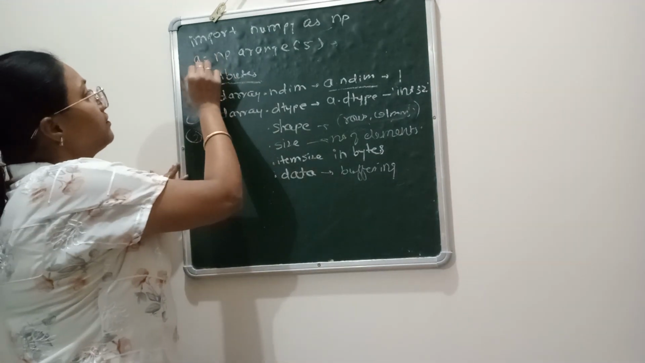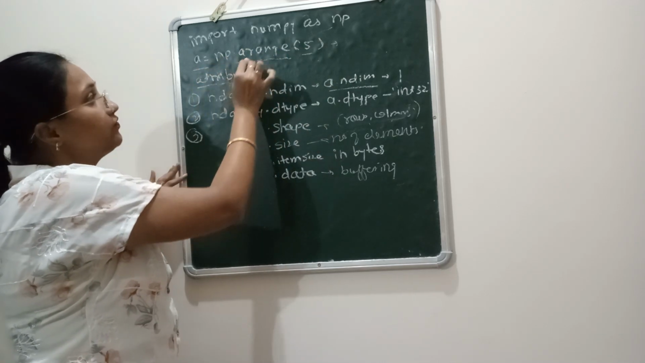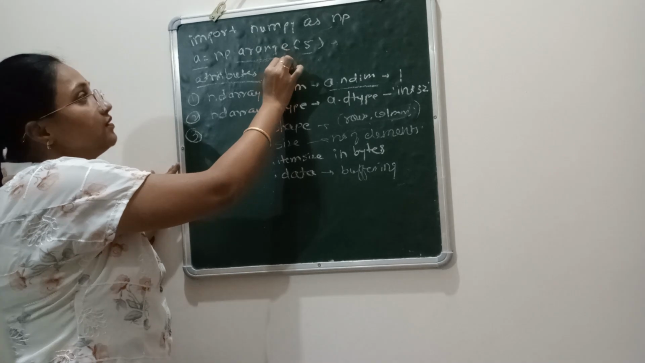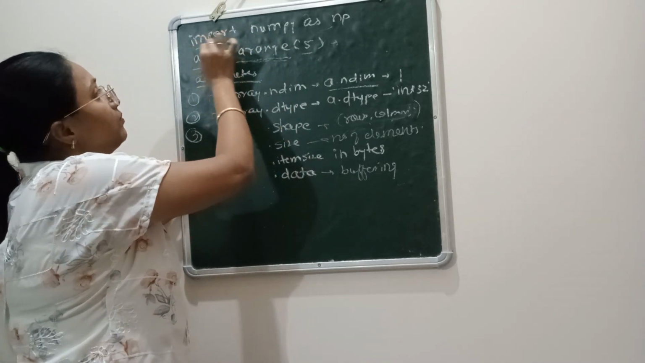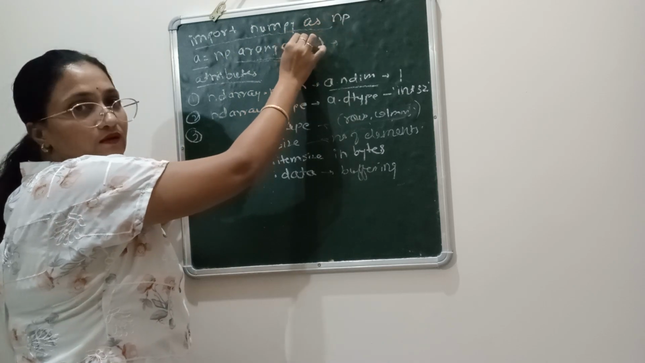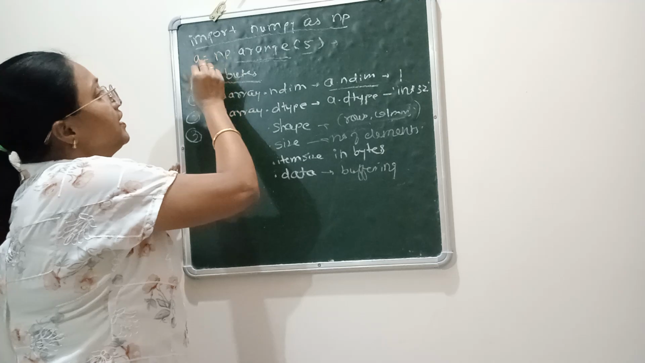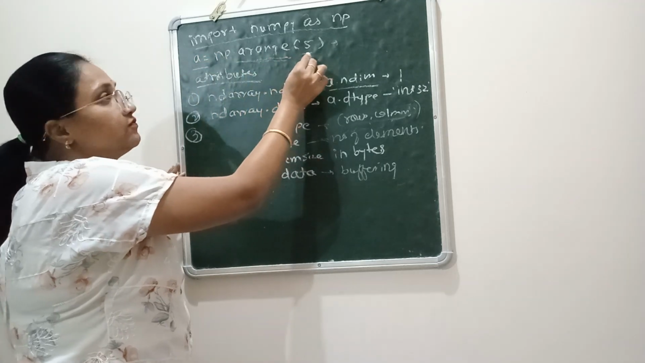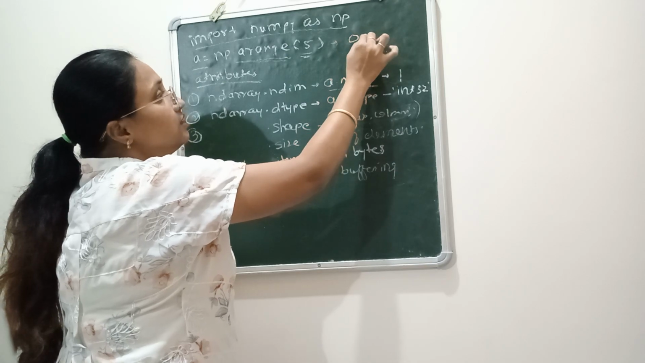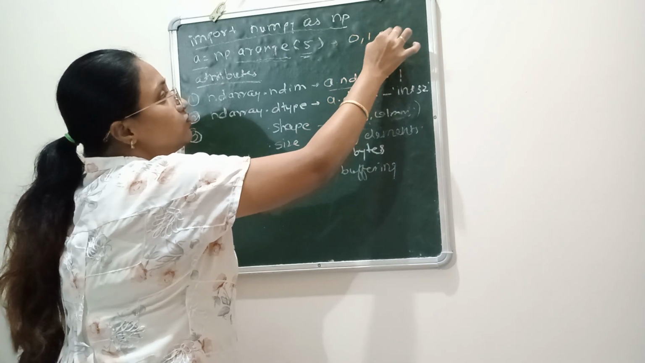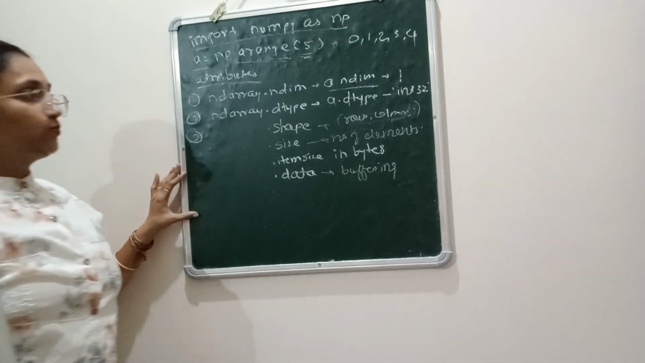So here we are creating an array of 5 elements with the help of arange function in numpy. a equals np.arange, and before that you have to import the numpy library. So a equals np.arange(5), so it will create an array of 5 elements: 0, 1, 2, 3 and 4. Now let us see the attributes.